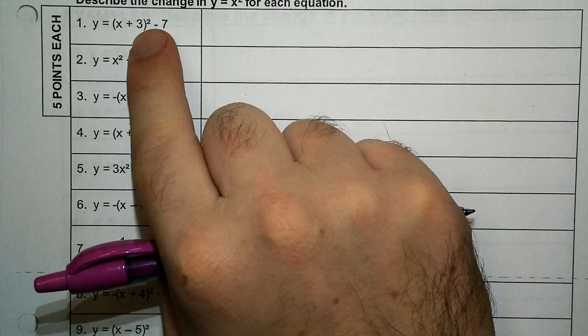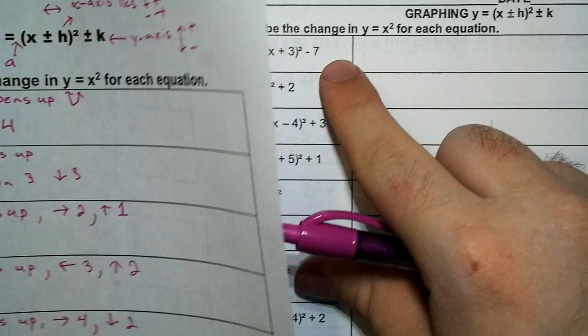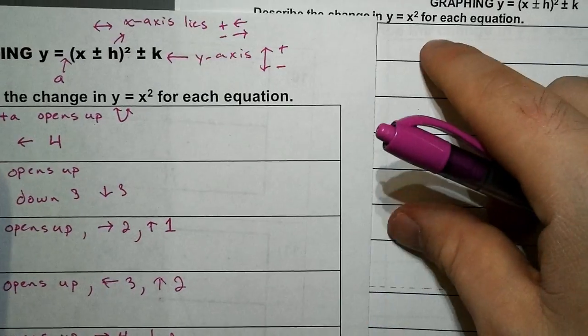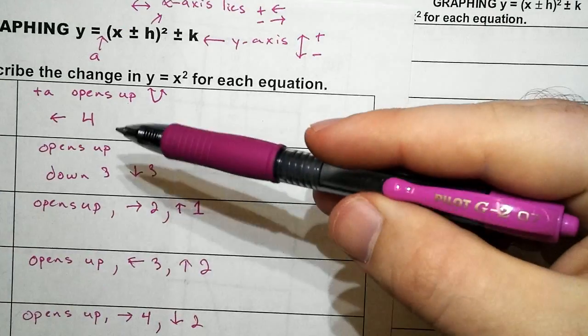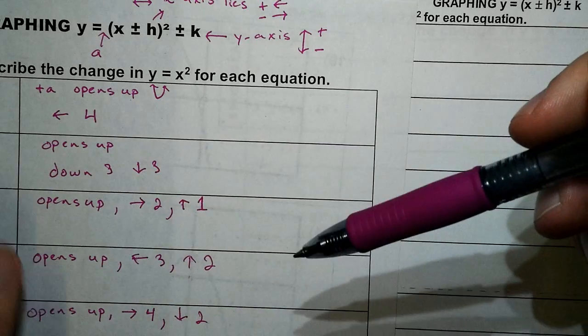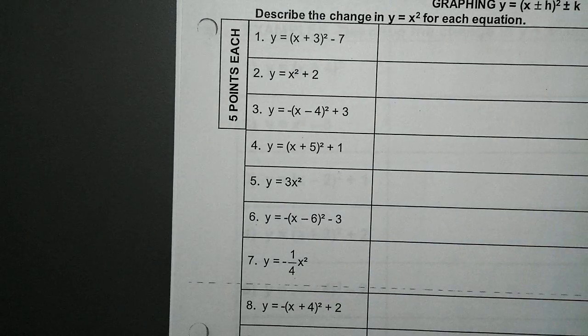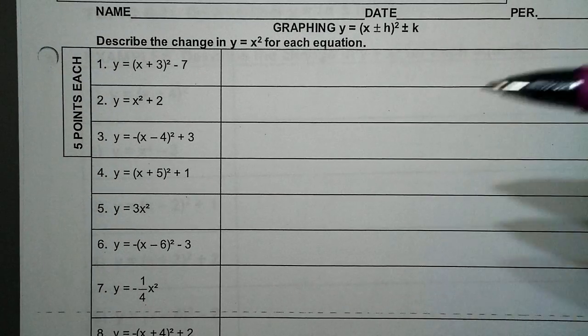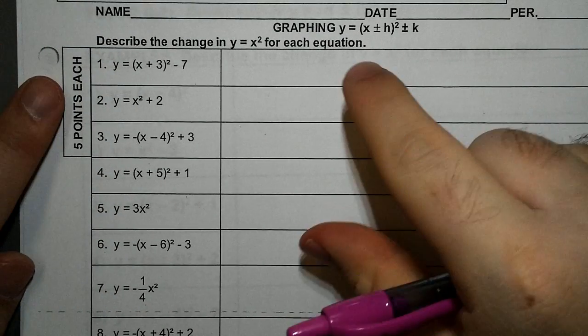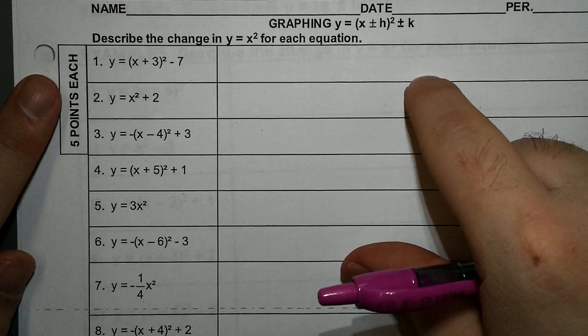So just like the first page of our notes, every single one of these should start out with opens up or opens down, depending on if it's positive or negative, and then tell me if it goes to left or right and up or down based on this information. Use your notes on this, but I want to see the description for every single one.